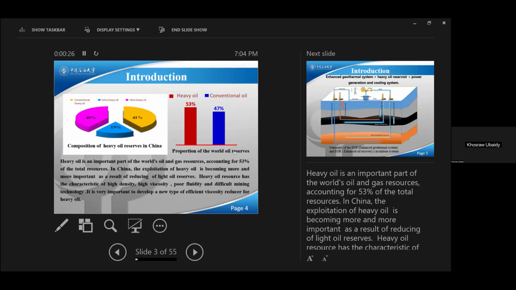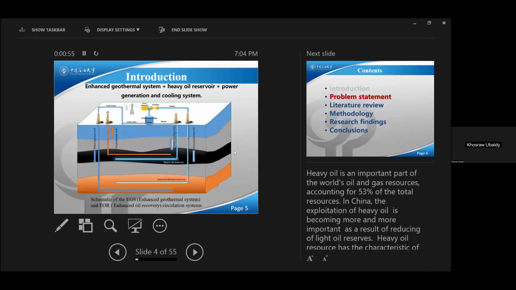First, we are going to talk about the heavy oil and conventional oil importance, what we are facing with. In general, heavy oil is, as we know, an important part of the world's oil and gas resources. So in this area, we combine the heavy oil with geothermal.